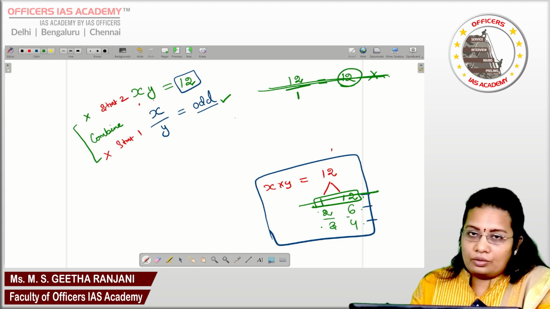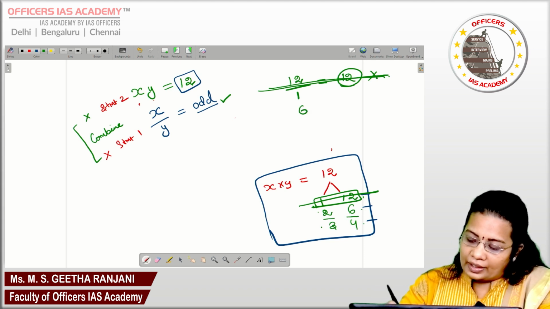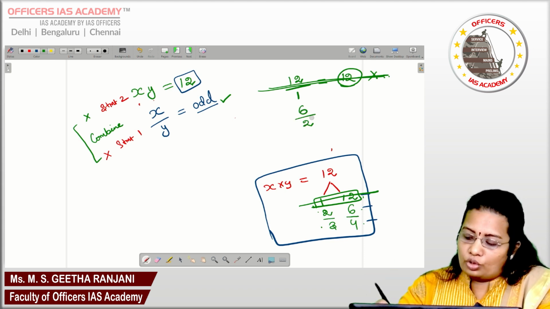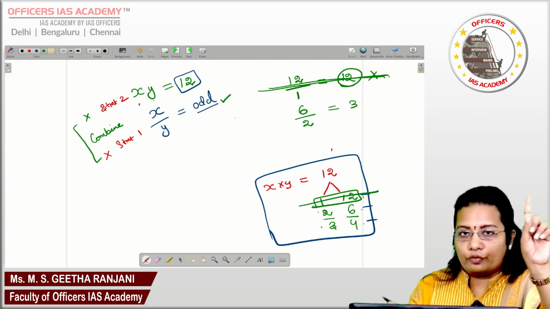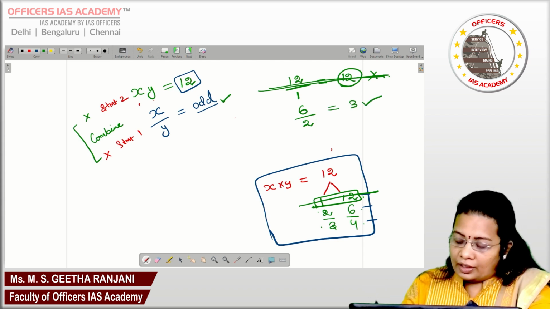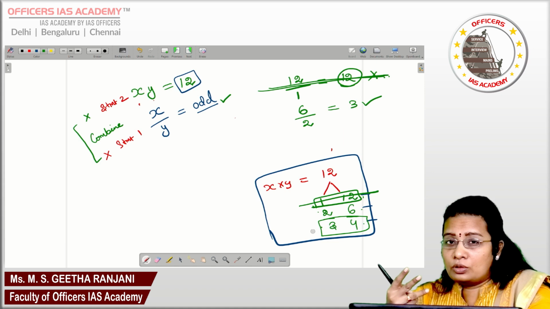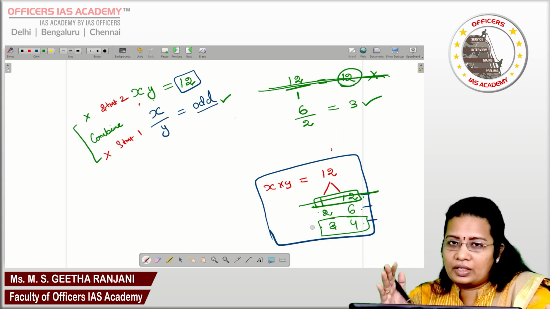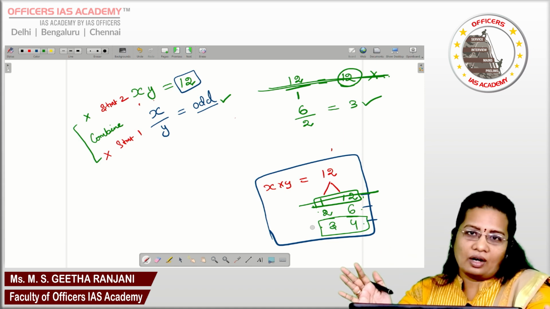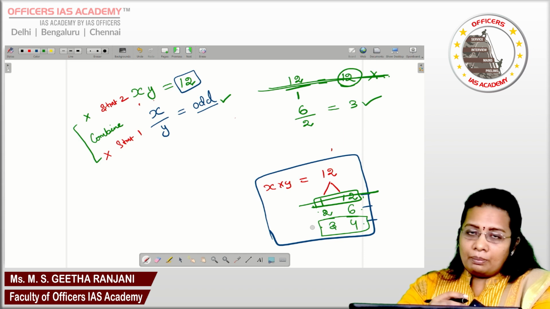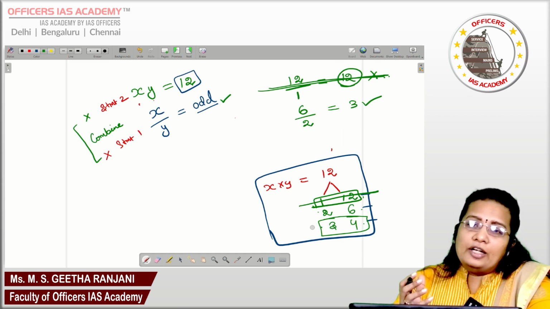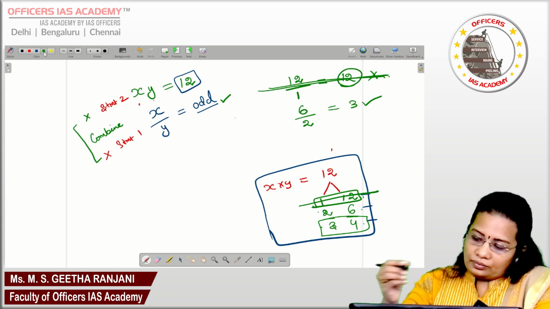So next, 2 and 6. So I have taken x is 6 and y is 2. Yes, I got an odd number in one possibility. And another, I want to check if I get two more possibilities or one more possibility, definitely I will not be able to get the unique answer. So combining both the things also fails to give the correct answer.